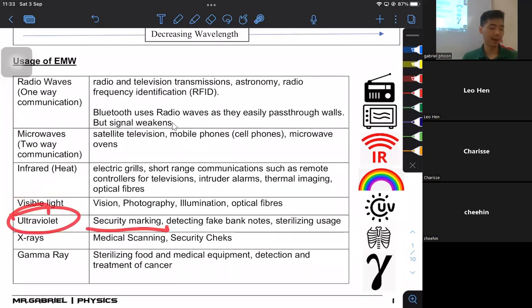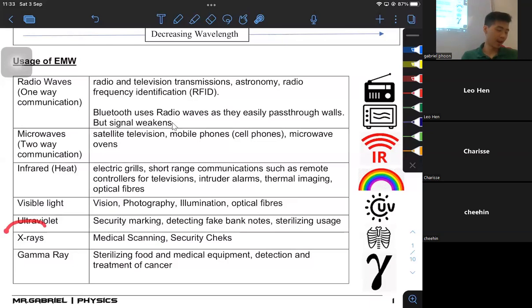Okay, so basically these are going to be the UV lights. It is for security markings, to detect fake banknotes, and also for sterilization usage. You know, during the peak of COVID, Samsung pushed out this stupid UV sanitizing phone thing. I don't know how effective that thing is going to work, but I don't really believe in it. It's not going to be that much good.